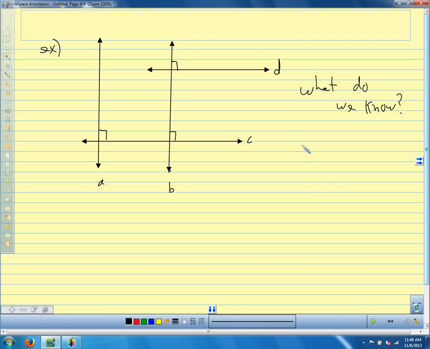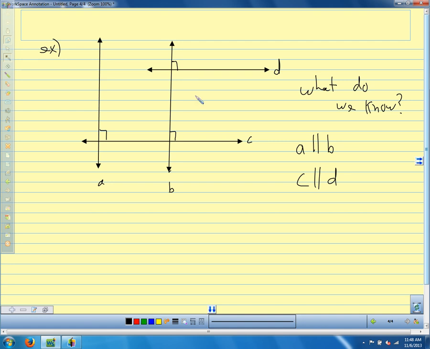What about line A and line B? How are those two lines related? They have to be parallel. They're both perpendicular to line C, so they have to be parallel. How about line C and line D? They're also parallel. They're both perpendicular to this line, so they have to be parallel.